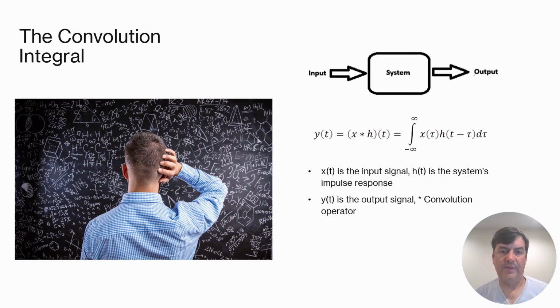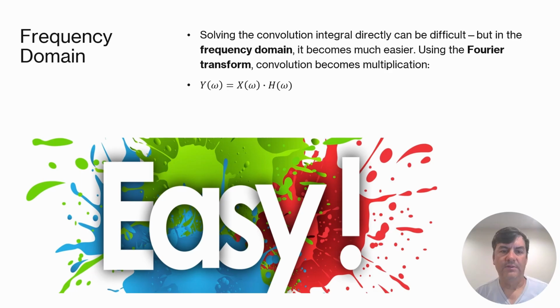Let's start with a quick refresher on the theory that brings us to FIR filters. When a signal passes through a linear time invariant system, the output is the convolution of the input with the system's impulse response. This is expressed using the convolution integral for continuous time systems. Solving the convolution integral directly can be difficult, but in the frequency domain it becomes much easier. Using the Fourier transform, convolution becomes multiplication.